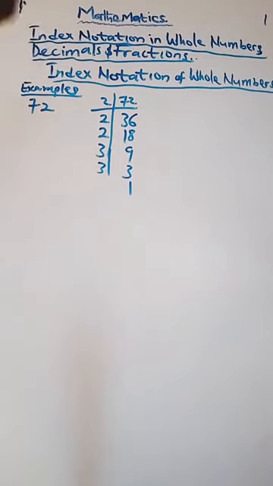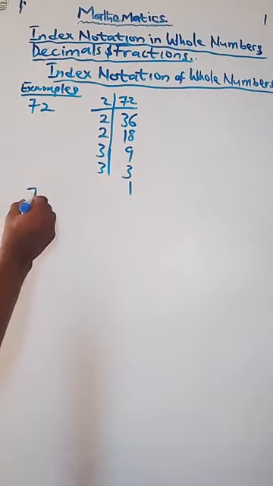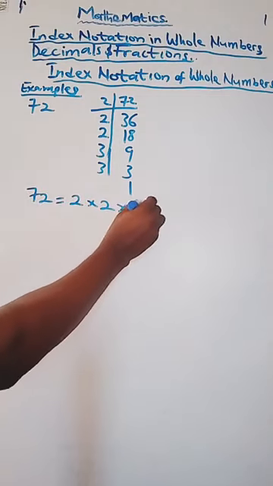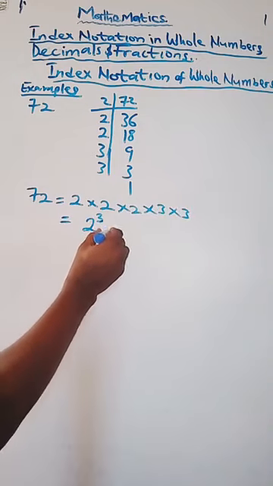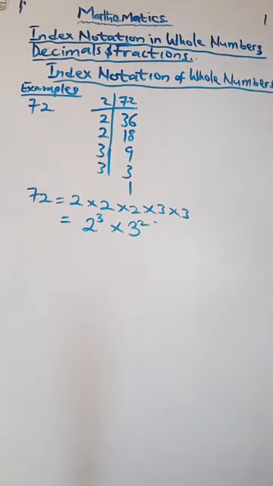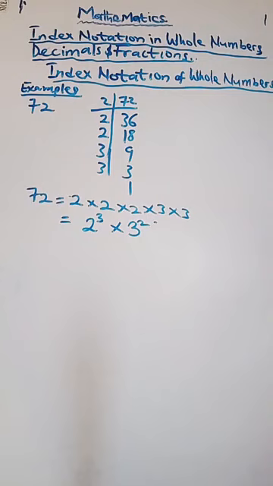So now I want to express 72 in index notation. So 72 is 2 times 2 times 2 times 3 times 3. So 72 is 2 raised to power 3 times 3 raised to power 2. So that is 2 in 3 places and 3 in 2 places. That is what we call index notation.